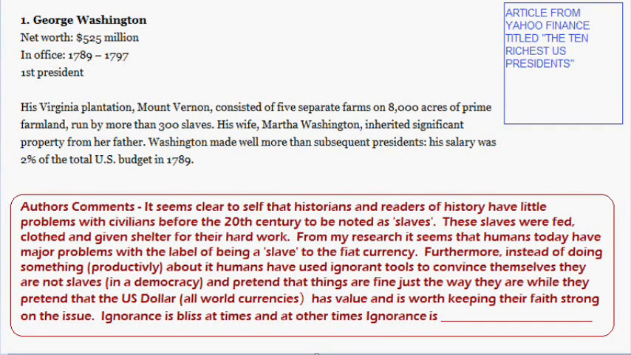Furthermore, instead of doing something about it, humans have used ignorant tools to convince themselves they are not slaves and pretend that things are fine just the way they are, while they pretend that the currencies have value and are worth keeping their face strong on the issue. Ignorance is bliss at times, and at other times ignorance is, well, that's a fill in the blank.